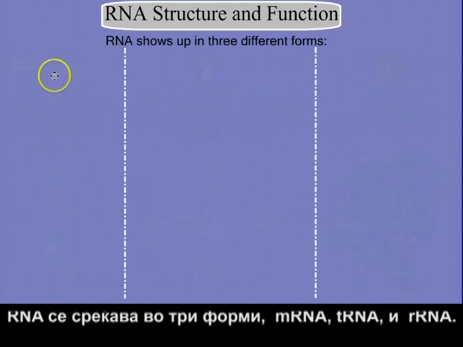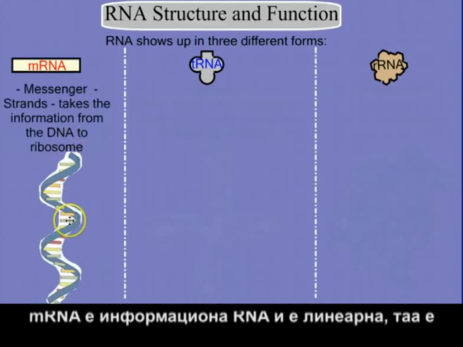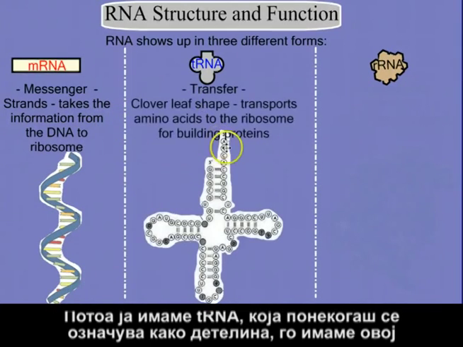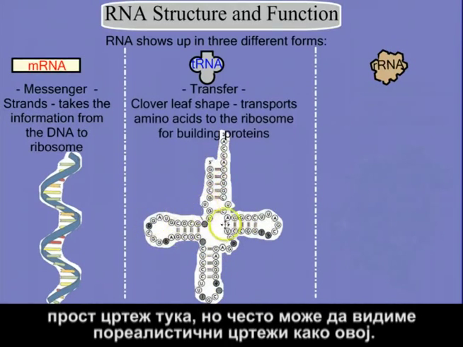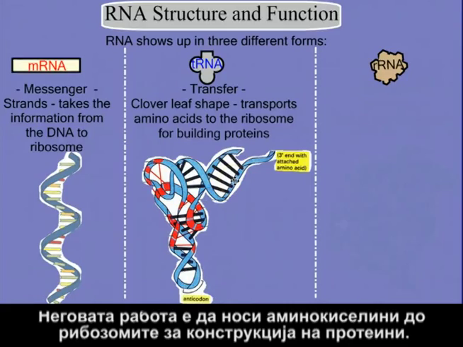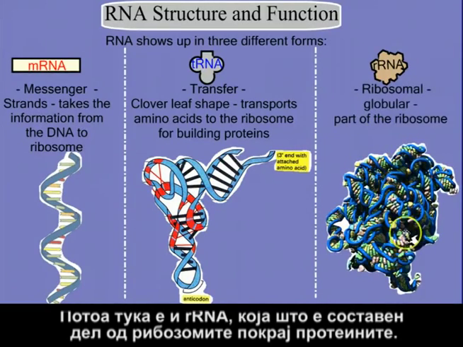Now RNA shows up in three different forms: mRNA, tRNA, and rRNA. mRNA stands for messenger RNA, and it's linear, it's a strand, and its job is to take the message from the DNA to the ribosome. And then we have tRNA, or transfer RNA, sometimes referred to as a cloverleaf shape. We had this simplistic molecule drawn here, but oftentimes we'll see it drawn something more realistic like this. But its job is to transfer amino acids to the ribosome for protein construction. And then we have rRNA, or ribosomal RNA, and it composes part of the ribosome along with proteins.